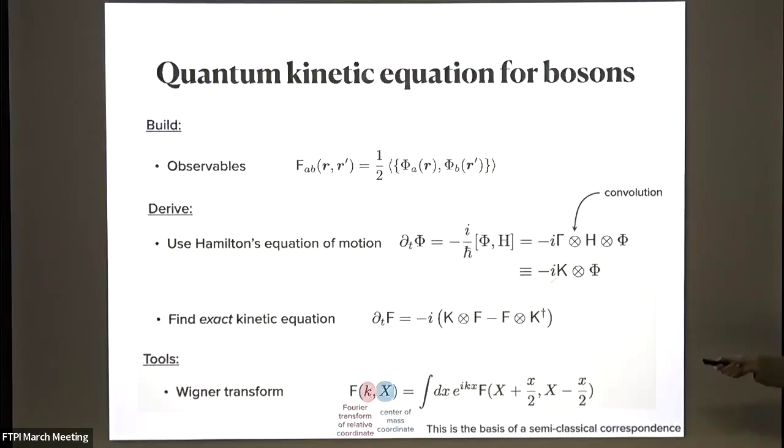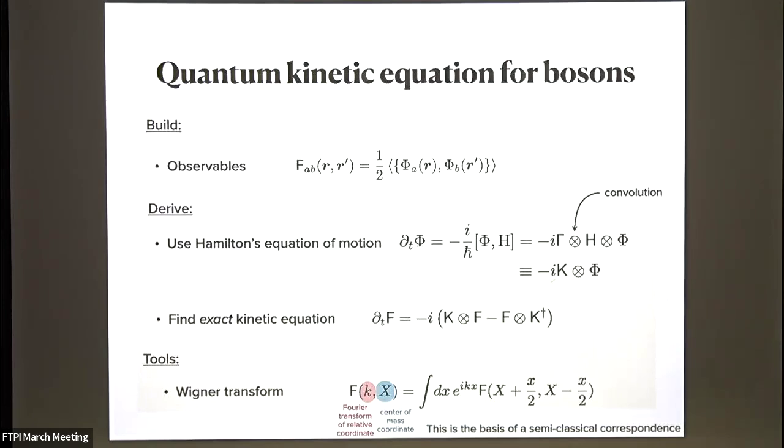At this point, we might not be so convinced this is very useful because it's very abstract. There's a convolution. We hate dealing with this. But upon doing a Wigner transform, things are going to become magically much simpler. The idea here is that we always have two points. These are matrices, but they also depend on two points in space. So we're going to do a Fourier transform of the relative coordinates and then keep track of the center of mass.